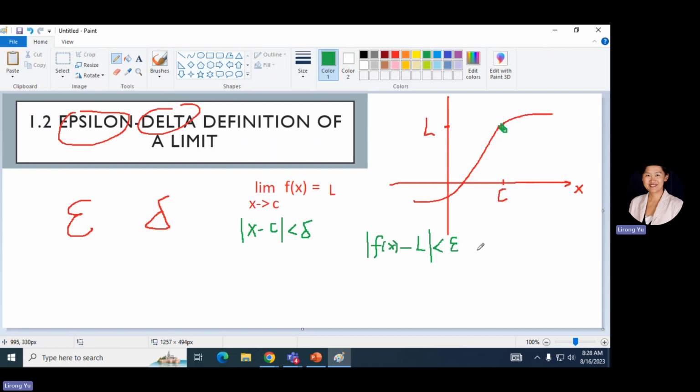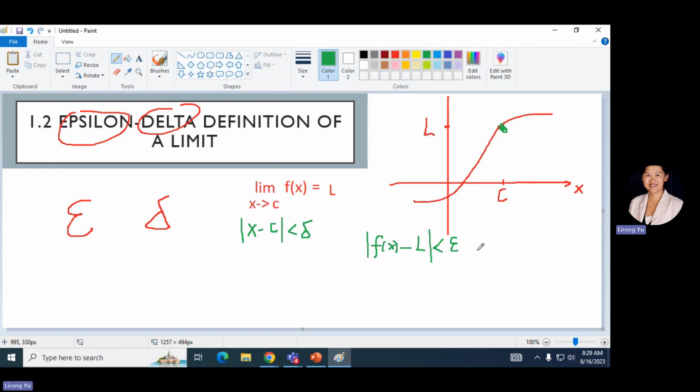So when you see the limit of f(x) equal to L as x approaches c, it is saying that f of x is getting closer to L, and you can make it as close as you want. If you want f of x and L to be closer than 0.1, all you have to do is find the appropriate delta. So x and c have to be closer than a certain number.